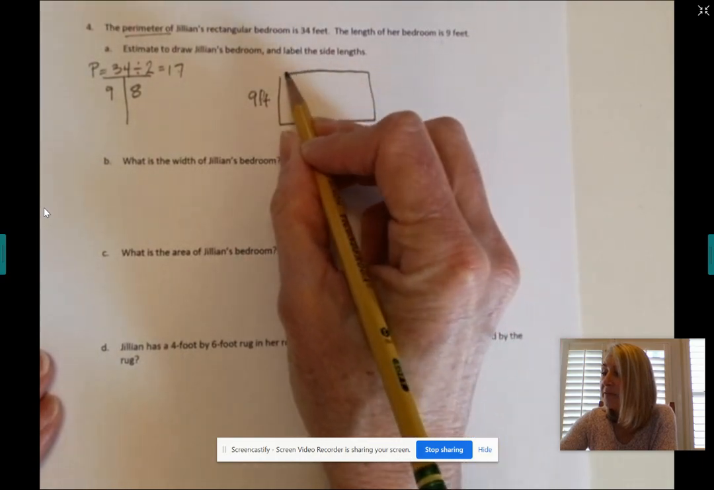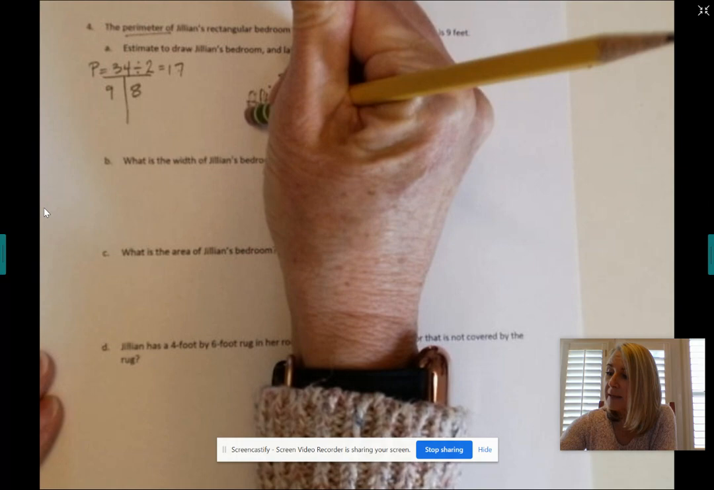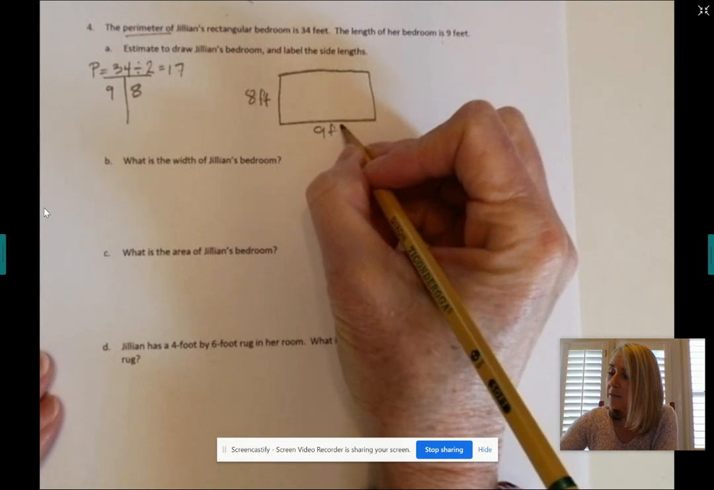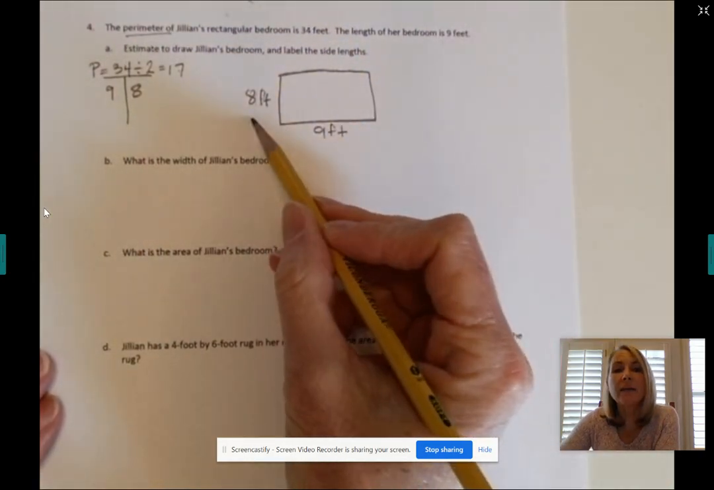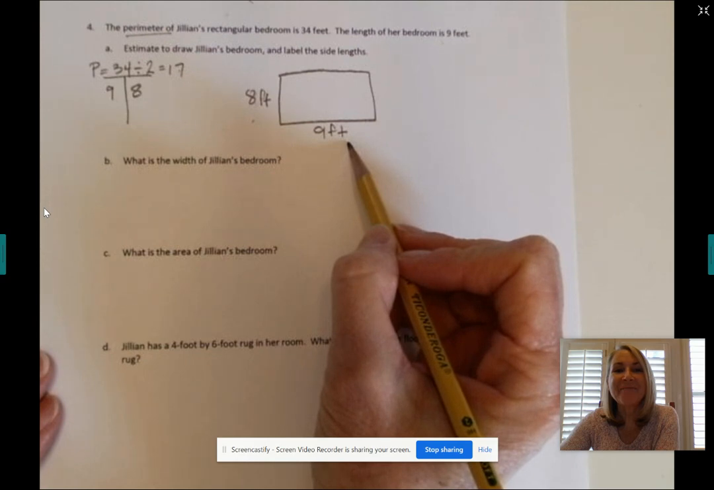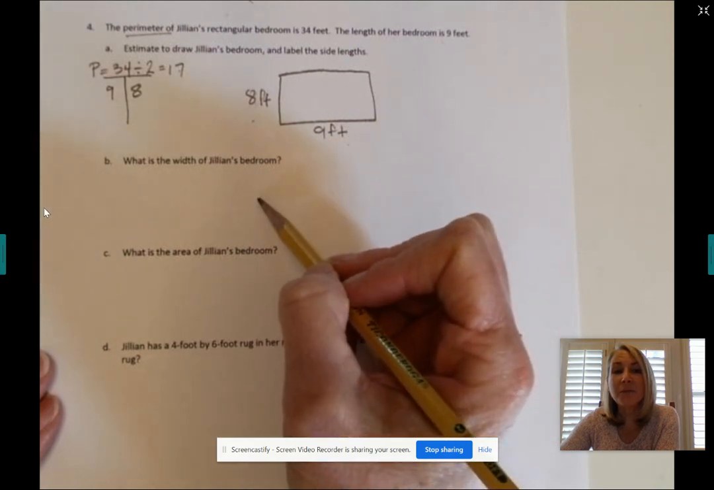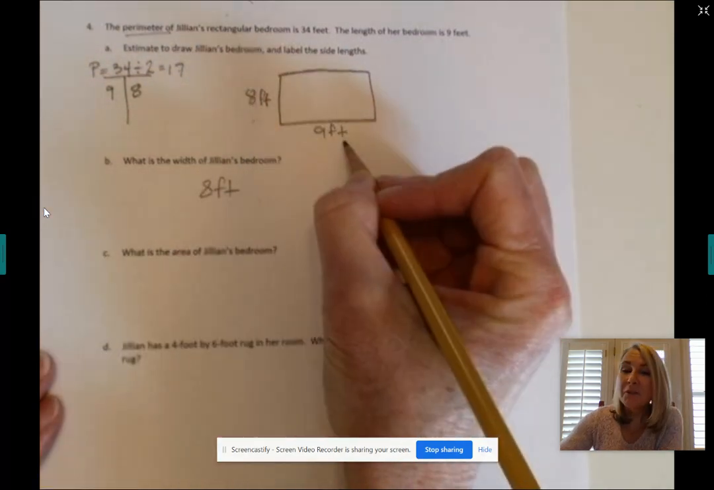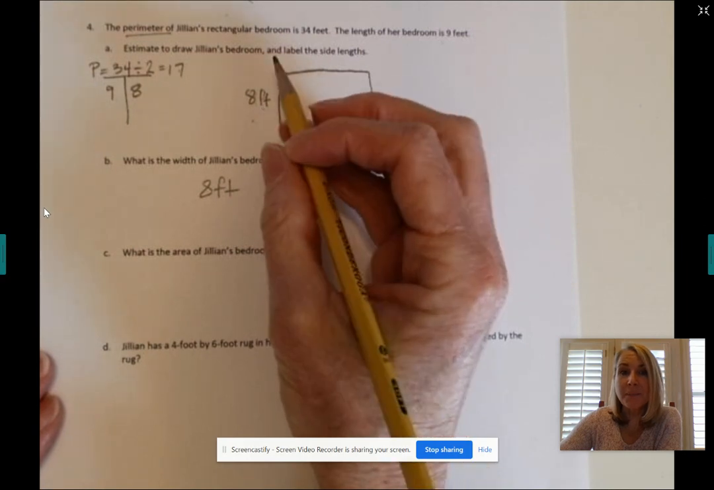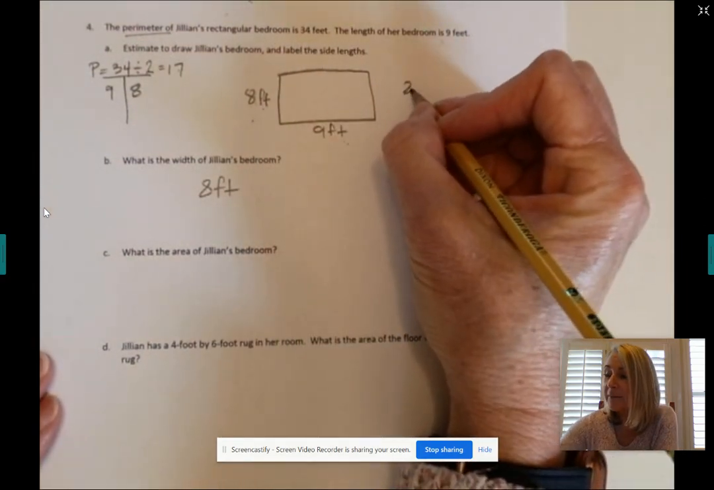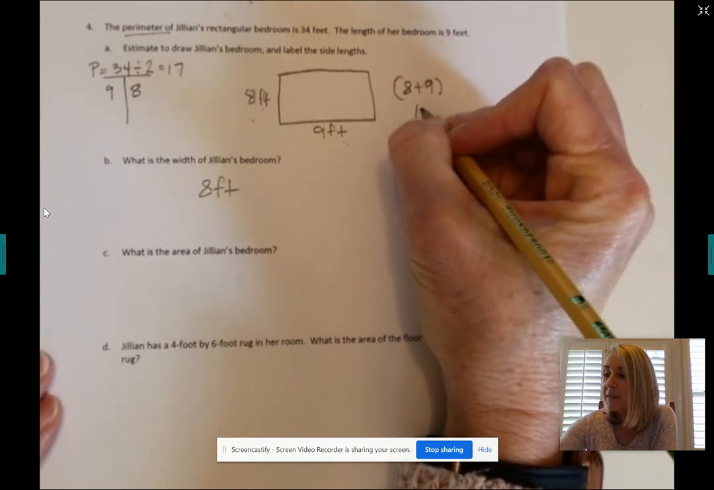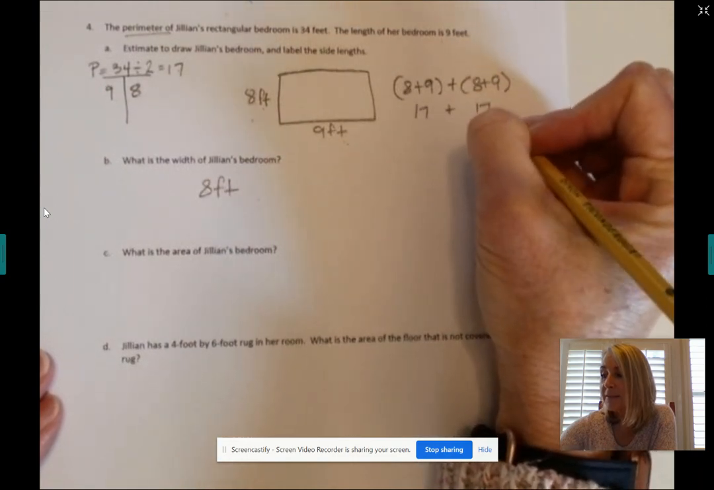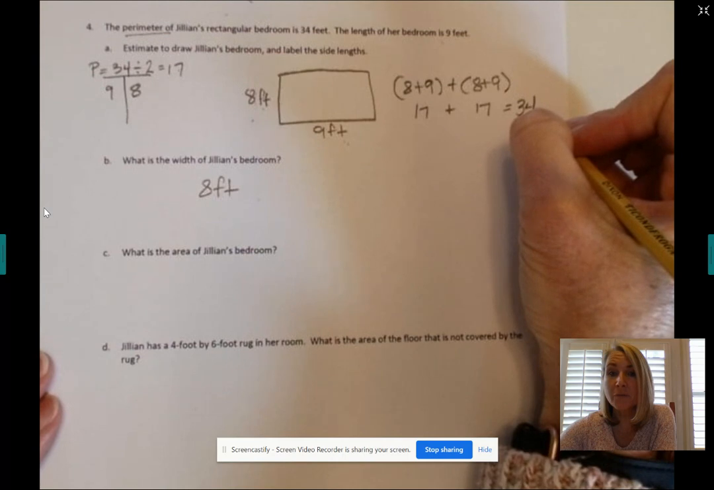So I have 9 feet. Oh, let's make this side the 8, since I didn't draw it to a very good estimate. So I have an 8 by 9, right? So what is the width of her bedroom? The width is 8 feet. And if you're not convinced that this is going to give us a perimeter of 34, double check it, right? 8 plus 9 equals 17. 8 plus 9, there's that doubling piece, right? 17 plus 17 equals 34.